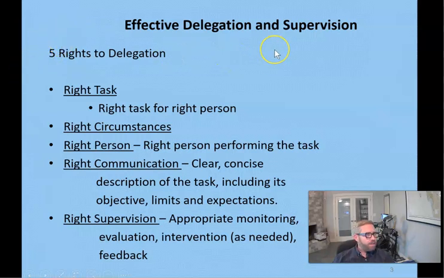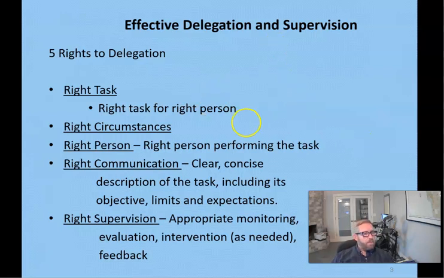The right communication. This is imperative, and it's something that all of us can continue to work on. It's about clear, concise description of the task. So, am I describing the task that needs to be completed, and am I giving that person enough information to complete it, which includes objectives, limits, and expectations, right? Oftentimes it's also helpful to establish a verification time. Maybe the language could be, when you're done with that, come back to me and let me know.